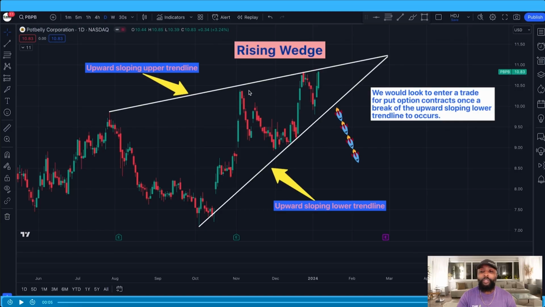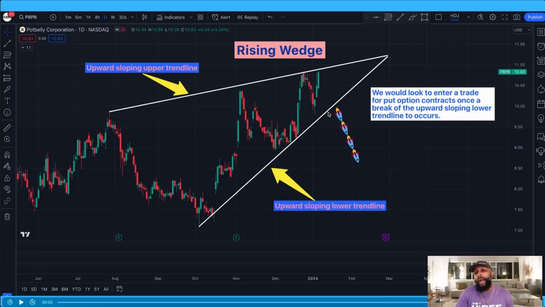Now you can enter put option contracts here, that's possible. However, entering when you have a break in this lower line gives you more confirmation that it's bearish and price is ready to head to the downside. So I personally would rather wait for the break in this lower line.